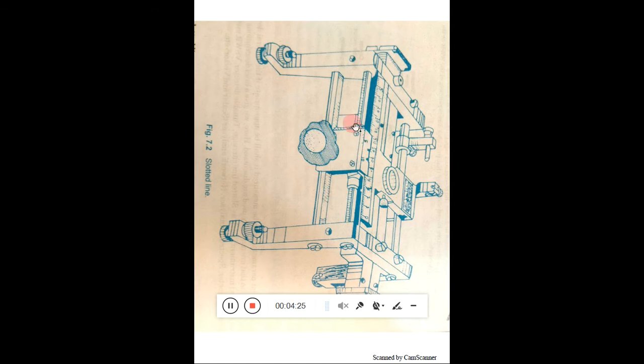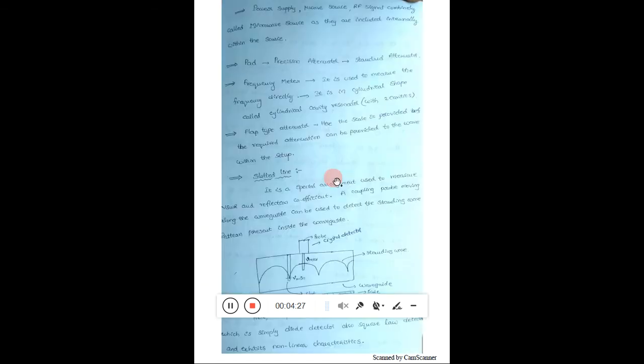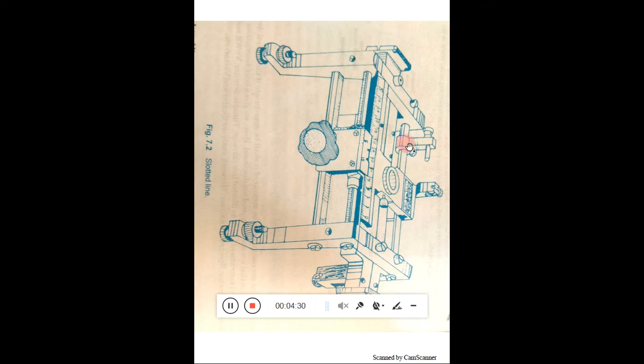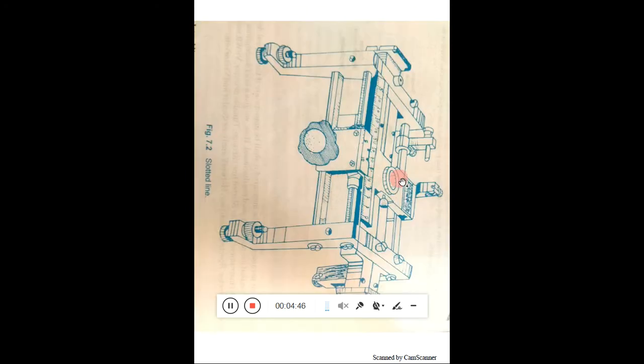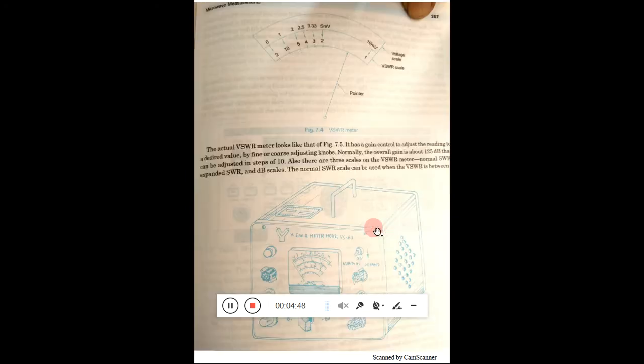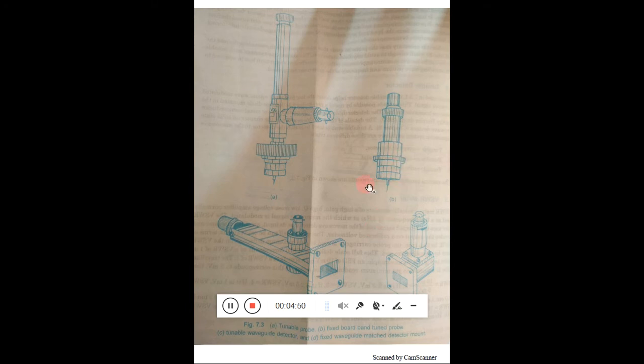Now this is the slotted line. This slotted line is very useful for measuring various parameters. In the slotted line, in this slot, the tunable probe is connected. The slotted line has a scale to measure distances, to find guide wavelength. This is the tunable probe, placed here, and this is the detector mount. At the end of this path we connect it to measure power.